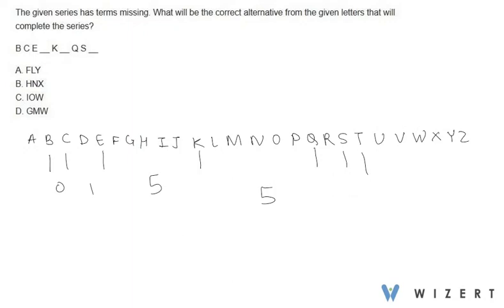Let's remove these differences. Now, if we rank these letters, B is second, C is third, E is fifth, sixth, seventh, eighth, ninth, 10th, 11th, K is 11th, 12th, 13th, 14th, 15th, 16th, 17th, 18, 19. T is not there. So now if we observe the ranks of these letters, all the ranks are prime numbers.